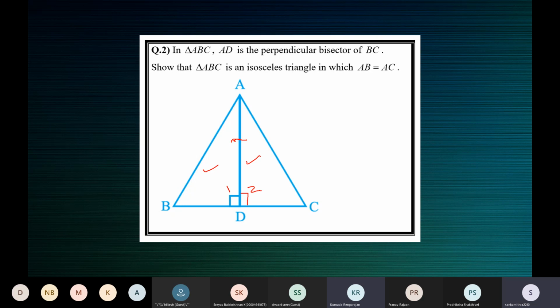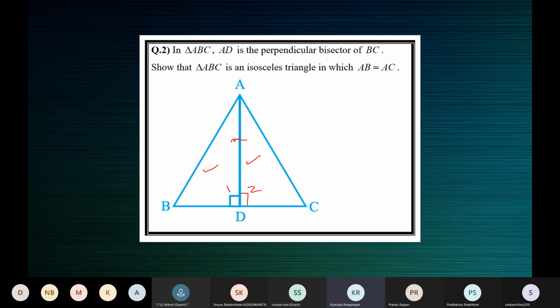Then BD is equal to DC in triangle ABD and ADC respectively. Why is BD equal to DC? Since AD is a perpendicular bisector. Yeah, it's a perpendicular bisector. Very good. So triangle ADB is congruent to triangle ADC by SAS rule. Correct. Now AB is equal to AC by CPCTC. Very good. Perfect. So AD is the perpendicular bisector of BC.